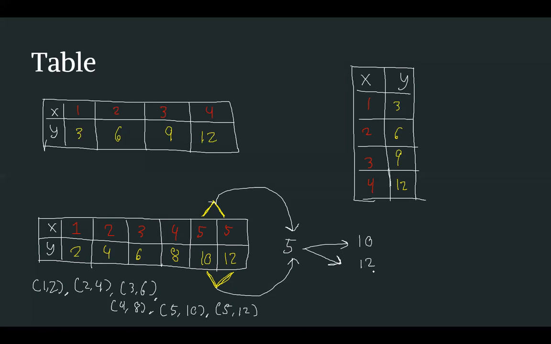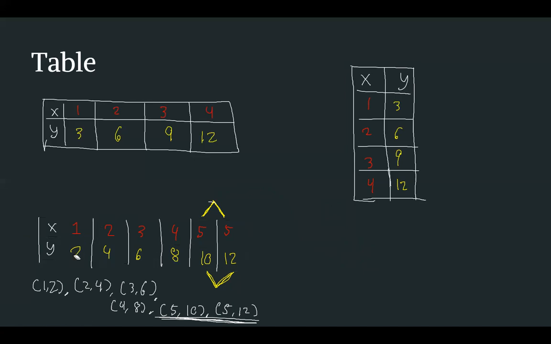Which is 10 and 12. And if you're going to rewrite it in ordered pairs, you can rewrite it as this one, 5 comma 10 and 5 comma 12. All right. And you can also rewrite it in a vertically oriented table, such as this one. And speaking of vertically oriented tables, let's try to have one more example.